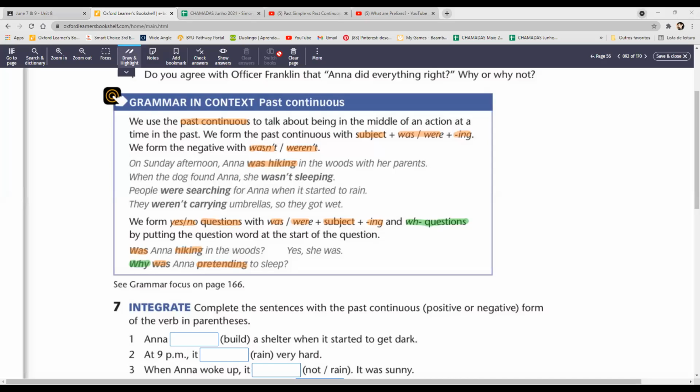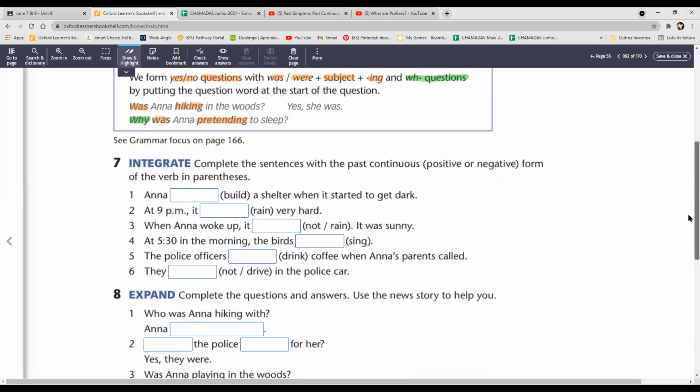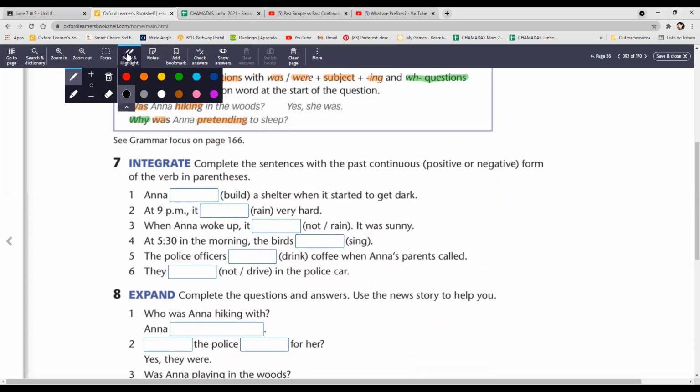So here, sorry, can you see that? Yes? All right. So now let's do some exercises. Now it's easy, okay? Complete the sentences with the past continuous, positive or negative form of the verb in parentheses. So here we have the verbs. Let me highlight the verbs for you, okay?